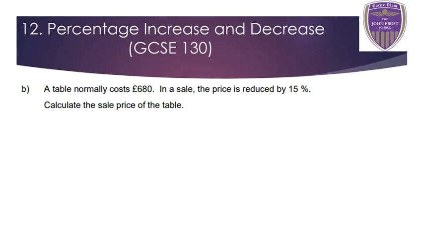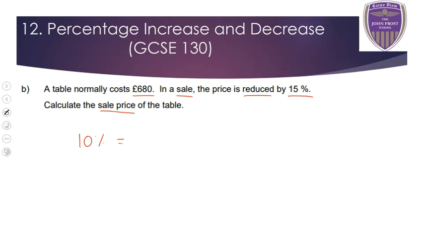Right, a table normally costs £680. In a sale, the price is reduced by 15%. Calculate the sale price. This time it doesn't actually say the words increase or decrease, but I've underlined the word reduced. The word sale, they all mean decrease. If you were buying something in a sale, you're paying less than the original price. So really what this question is saying is decrease £680 by 15%.